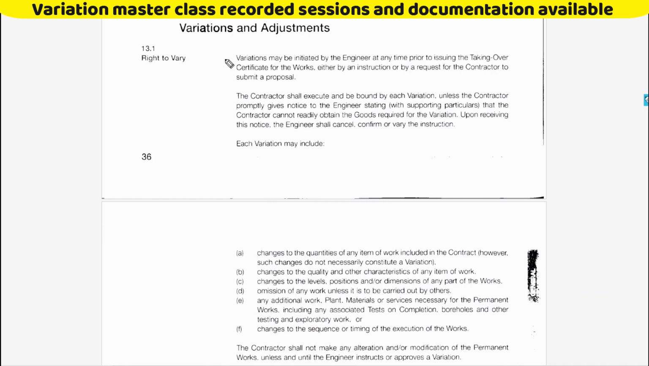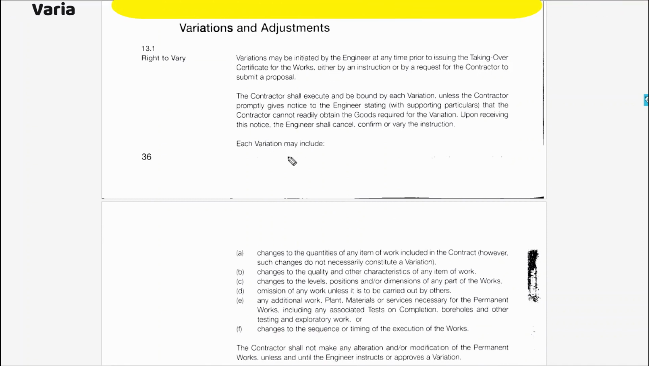So I will read these points, then we will move forward to the main portion.